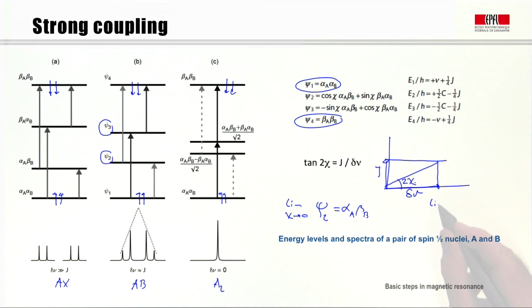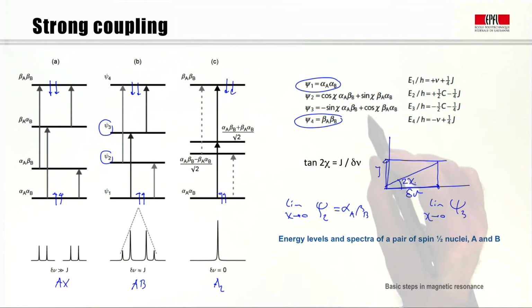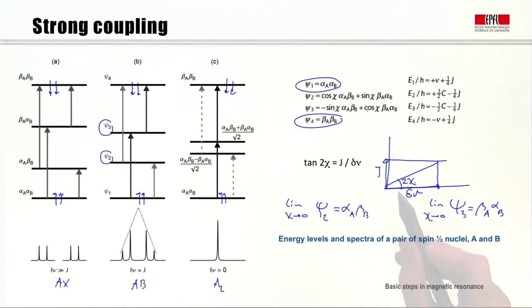And likewise, if we take the limit of psi going to 0 for psi3, then only the cosine term survives, so this would be a pure state where spin A is in beta polarization and spin B is in the alpha polarization. So you can see from this diagram that the larger J compared to the difference in chemical shifts, the steeper the slope, the closer this angle xi approaches 90 degrees, and therefore the angle xi turns to 45 degrees.